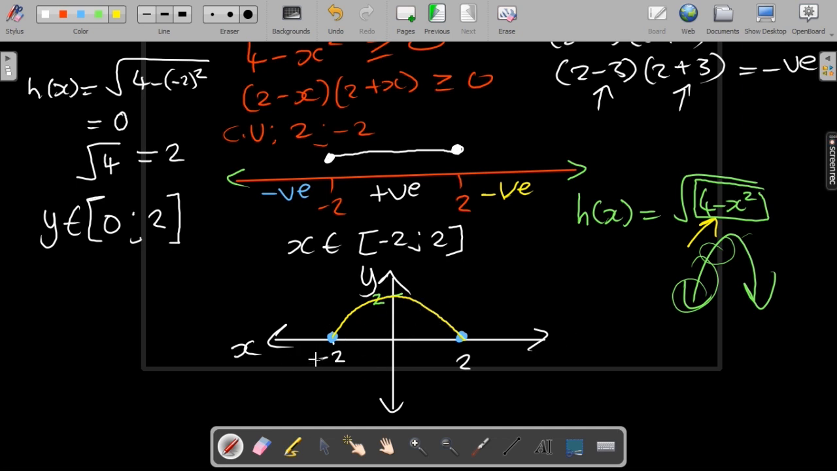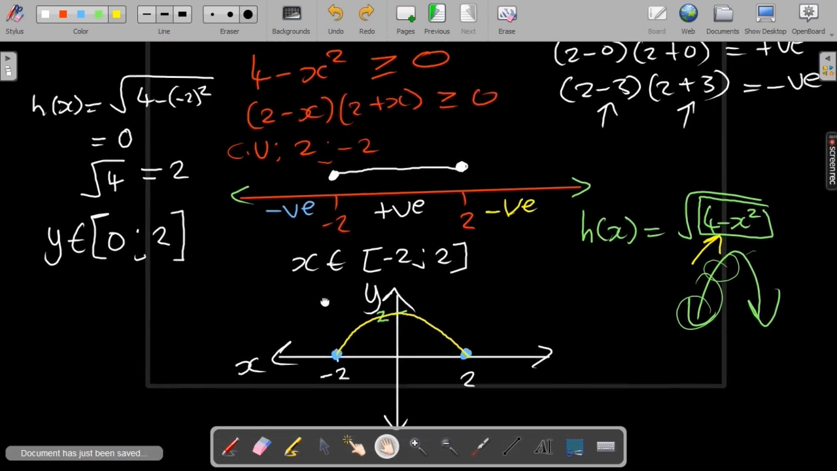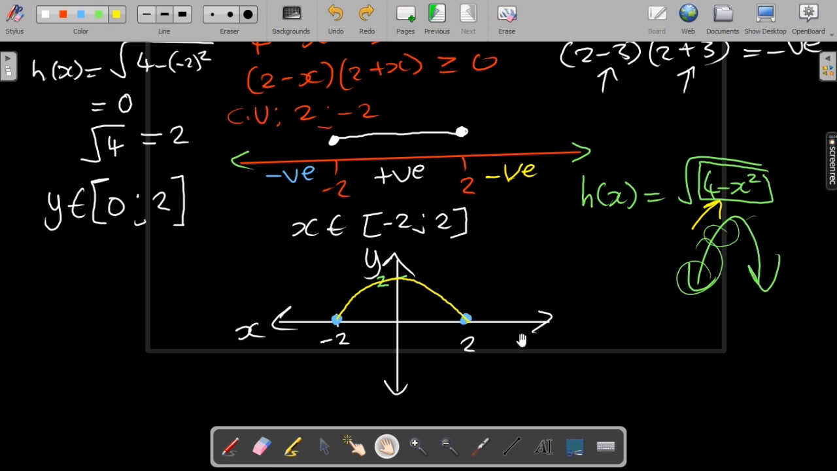So it does not exist to the left of -2 because of our domain, as well as to the right of 2. It does not go above 2 because that is the maximum y value, and it does not go down here for all the reasons which we basically talked about. So this is how you'd find the domain, the range, and finally sketch your graph.